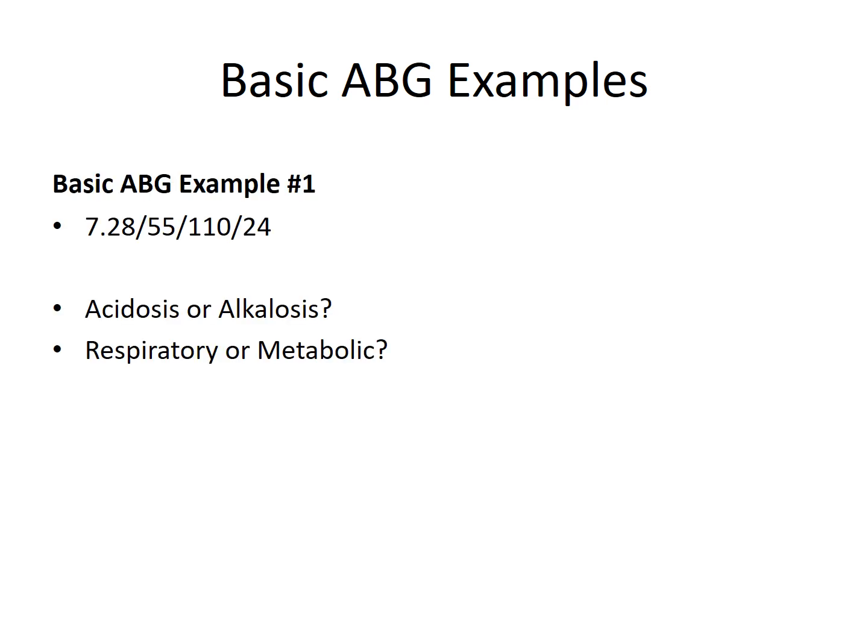Okay, time for a couple of very basic examples to check your understanding. Example 1. The pH is 7.28, the CO2 is 55, the PO2 is 110, and the bicarb is 24. Is this an example of an acidosis or an alkalosis? Is this primarily a respiratory or a metabolic abnormality? I'll give you a second to think about it.